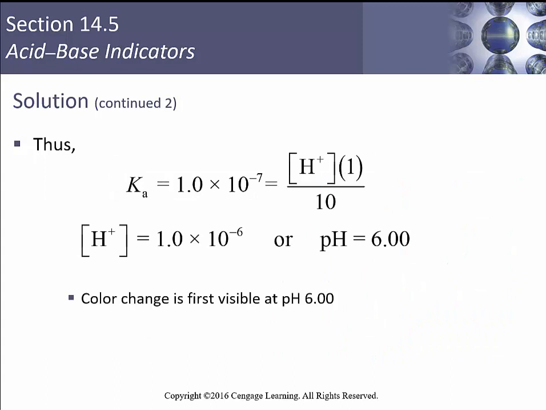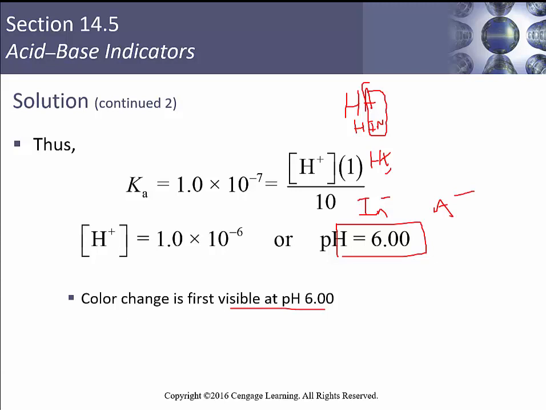For your indicator, do an IN, so HA, you could use HA, or you could do HIN. It's just the same thing. You're just calling it IN instead of A, right? And then this is going to be our IN minus form or A minus form. Conjugate acid, conjugate base. Our indicator is going to be a weak acid, weak base. So our H plus concentration is going to be 1 times 10 to the minus 6, or at a pH of about 6. So our color change is first visible at a pH of 6.